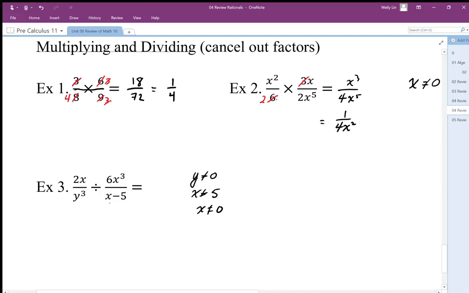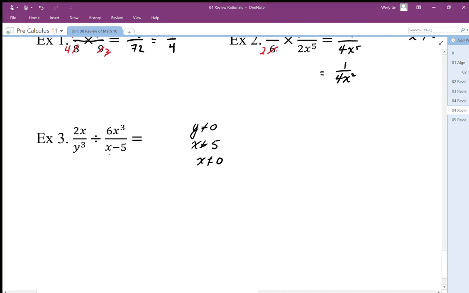So once I've established the restrictions, I can start canceling things out. So I'm going to end up with 2x y cubed, and all I really want is just to put the times where they belong and the divides where they belong. Okay, so then I can start canceling factors. Now this x, it cannot cancel with this. These are not factors. This all has to be considered one piece, because of the minus in there.